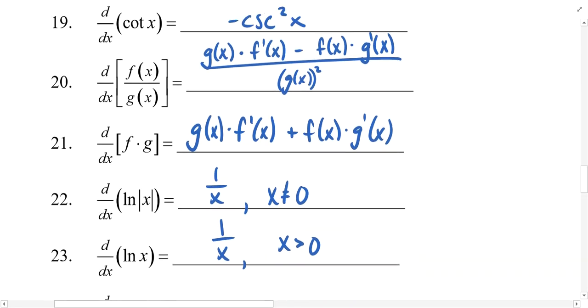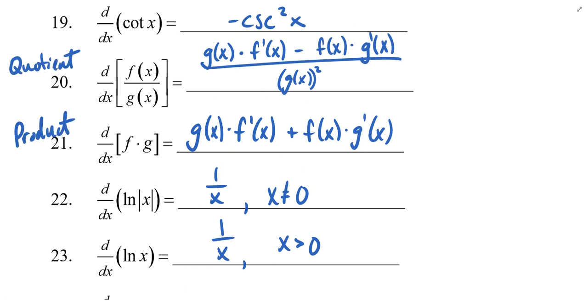For number 20, we call this the quotient rule, and 21 is what we call the product rule. And these are used quite frequently. There's a little phrase that goes with the quotient rule to help remember this, and it goes something like this: low d high minus high d low over low low. Again, that's low d high minus high d low over low low.